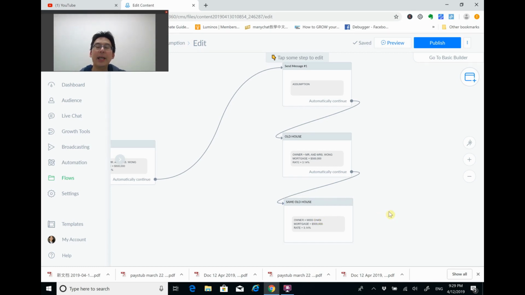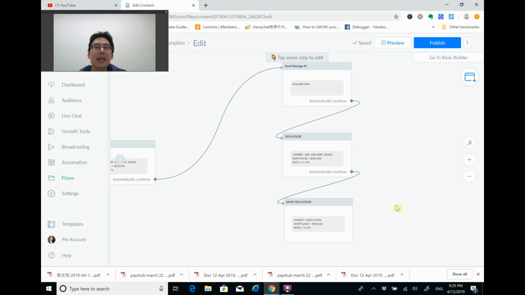So that way, again, what is the benefit of doing an assumption? Well, again, Mr. and Mrs. Wong don't have to pay the penalty. That's one. Okay, and Miss Chan, their daughter, can enjoy the rate also. So that's another one, right?